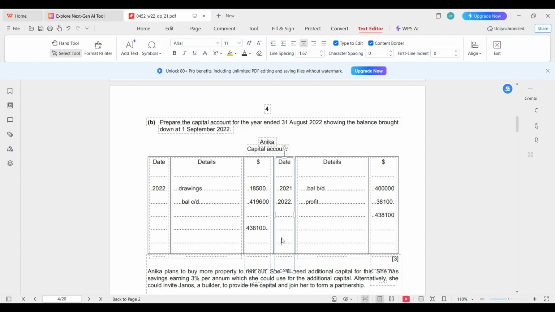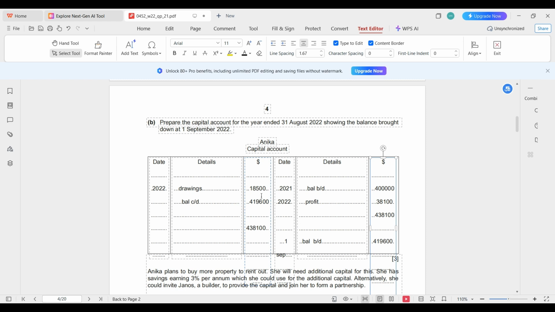This 419,600, as at 1 September, becomes your balance BD. That becomes your balance brought down now, which is 419,600. Which means this is now how much capital we are left with after taking out some drawings of 18,500. You see, that's your capital account, as easy as that.